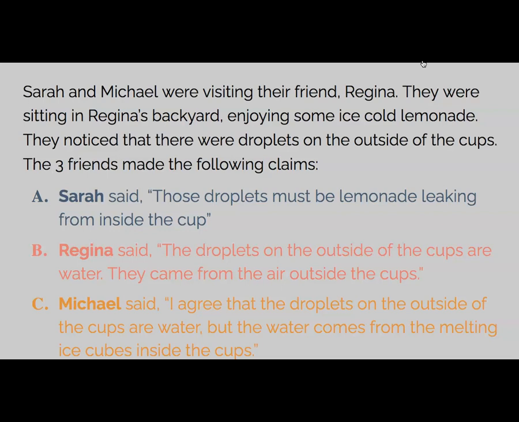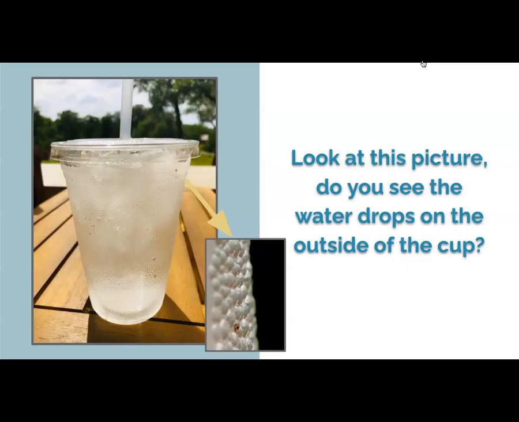Sarah came up with this idea that the droplets on the outside of the cup must be lemonade leaking from inside the cup. Regina said the droplets on the outside of the cup are water and that they came from air outside the cup. And Michael said that he agrees that the droplets on the outside of the cup are water, but he thinks they're coming from the melting ice cubes inside the cup. So I wonder which friend actually is right.